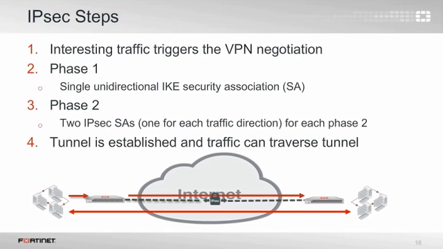2. Phase 1 opens. 3. One or more Phase 2s open. 2 IPsec security associations are negotiated for each Phase 2. And 4. Traffic crosses the tunnel. So if you have an IPsec issue, you should determine in which of these 4 steps the problem has occurred.